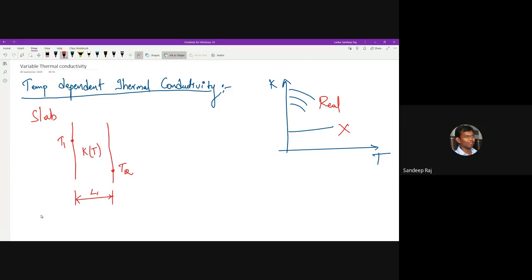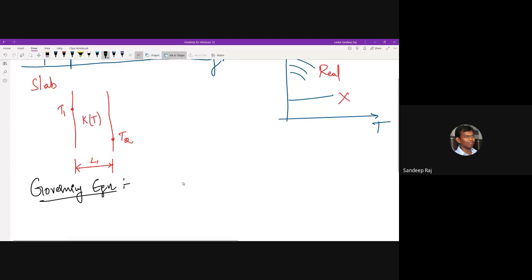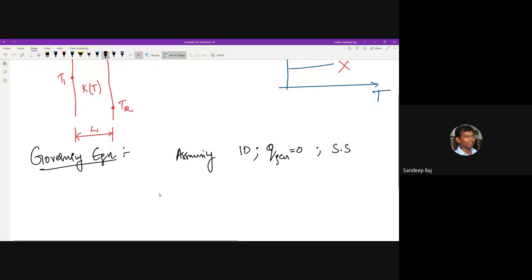If this is the case, what is my governing equation? So if I take my governing equation in this case, I'm assuming that it is one dimensional, Qgen is 0, and the steady state case. If this is the case, what will be my governing equation? Somebody please tell me. What is my governing equation now? d by dx of K of T into dT by dx is equal to 0.